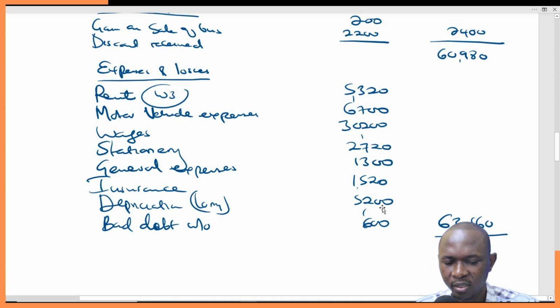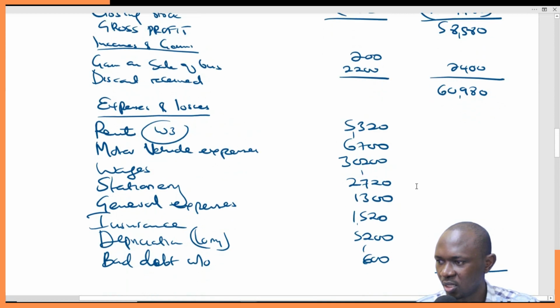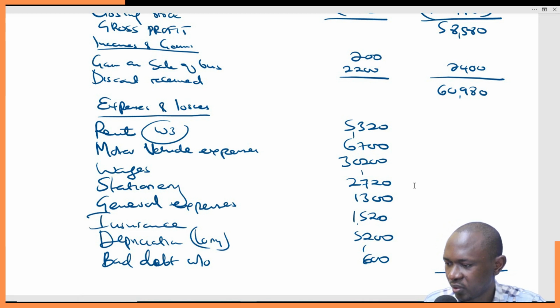Let's get the total again. Let's get this figure again, see if it's correct. So 5320 plus 6700 plus 3200 plus 2720 plus 1300 plus 1520 plus 5200 plus 600. That gives us 53,560. Sorry, 53,560 and not 63,560. So minus 6980.